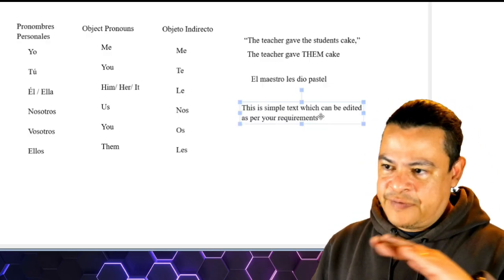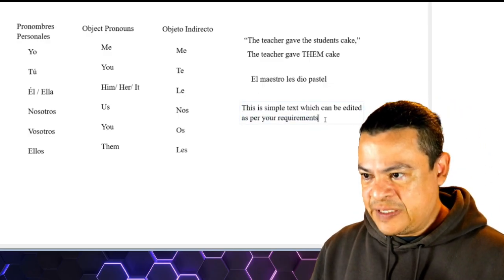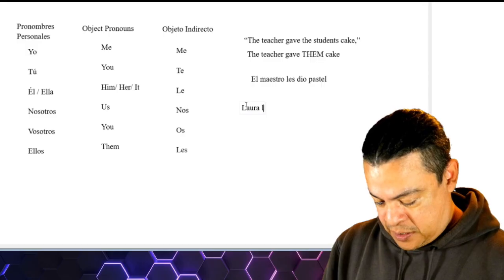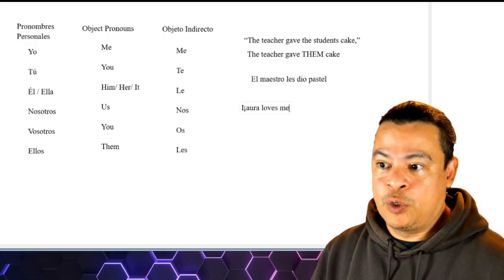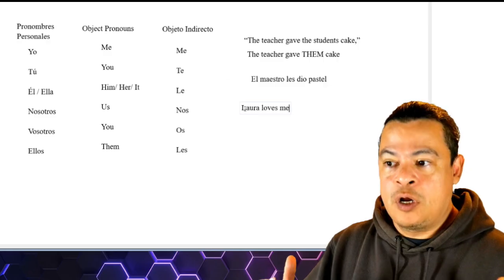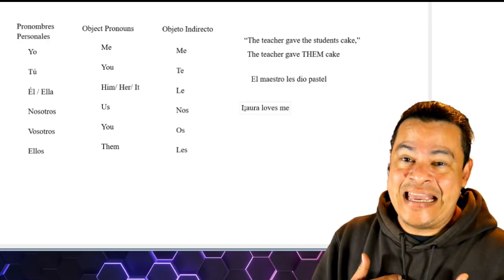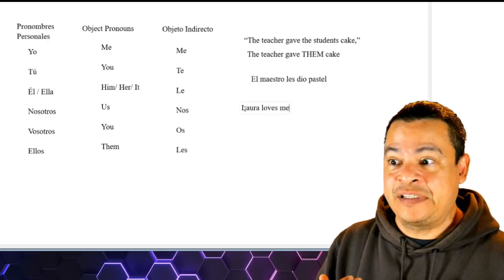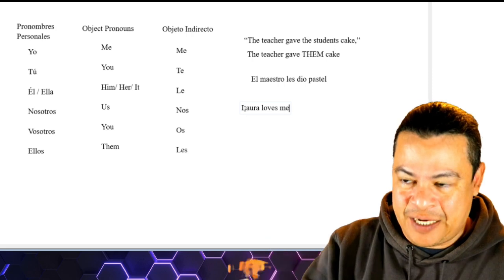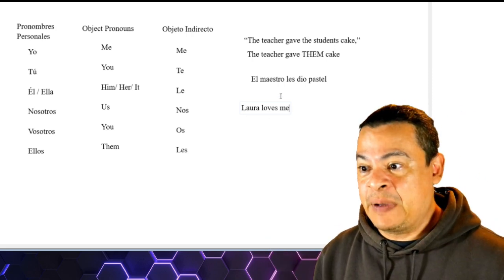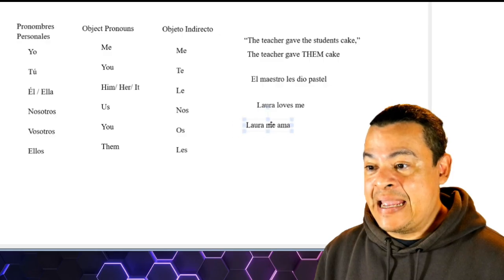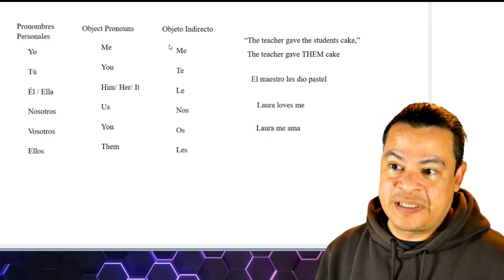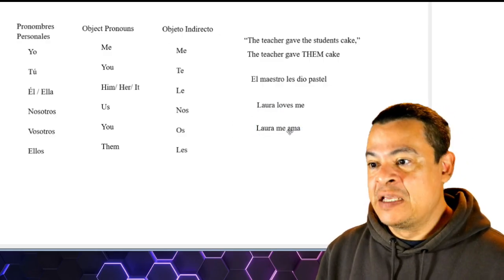This is a very simple example. Laura loves me. So Laura does the action. Love is the action. Me is the person that receives the action. That's the indirect object. So in Spanish, that would be Laura me ama. Me. Entonces estamos ocupando me.